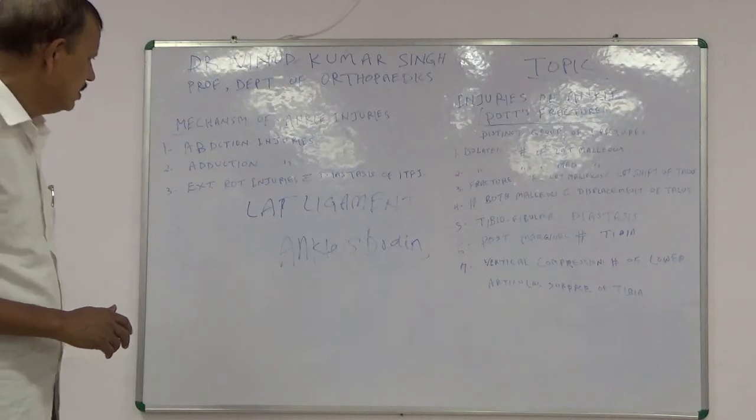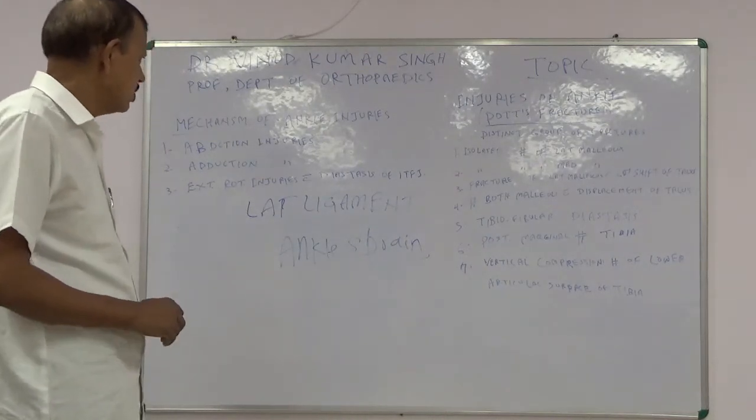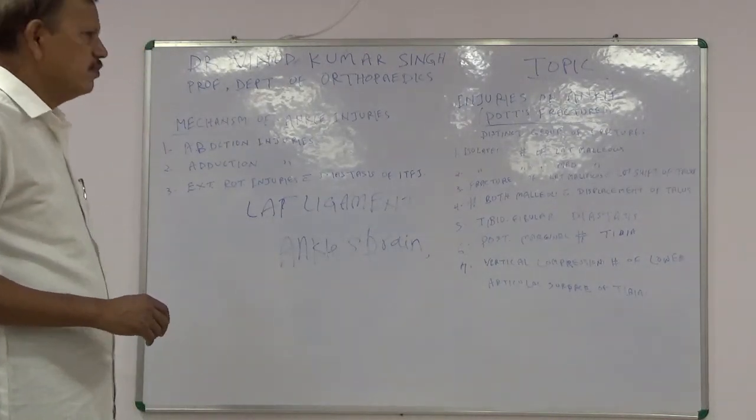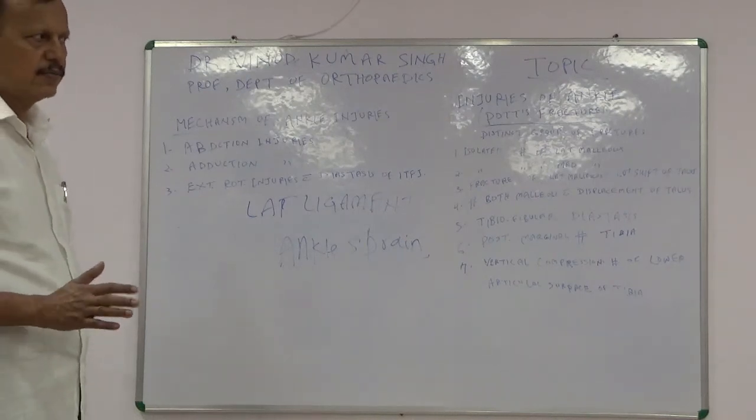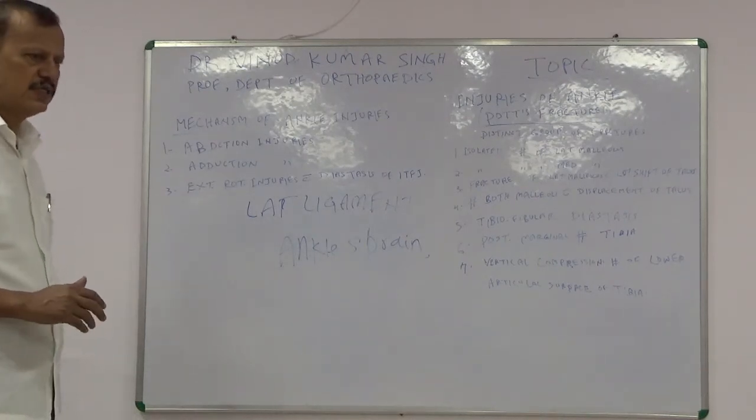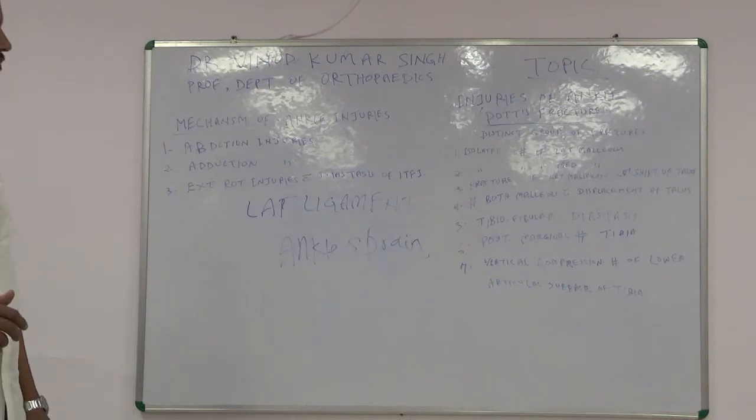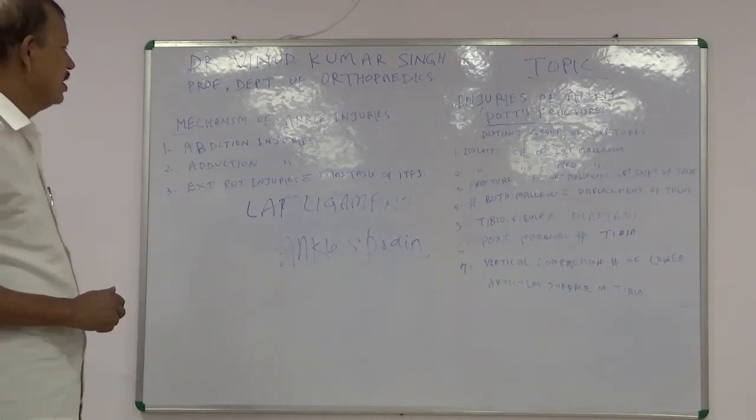So if there is a complete injury to the ligaments, we must apply a complete below-knee plaster, and this plaster should be changed after the swelling subsides, and continued for about 10 weeks. Otherwise the ligament will not heal properly.